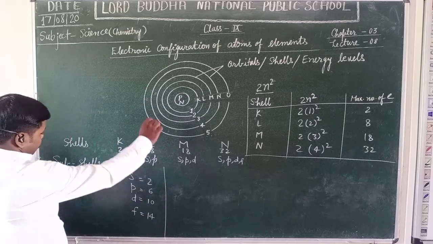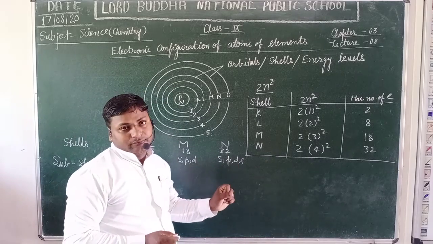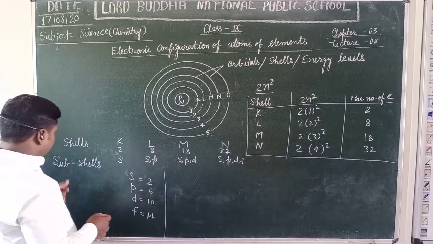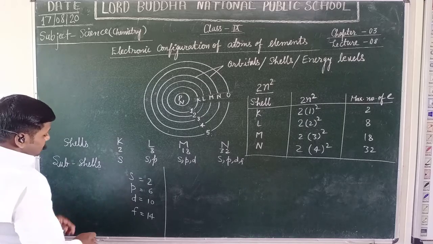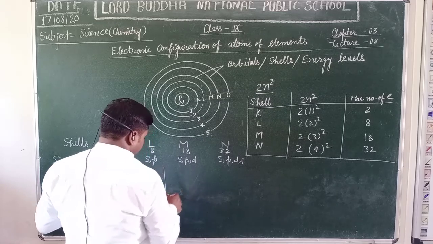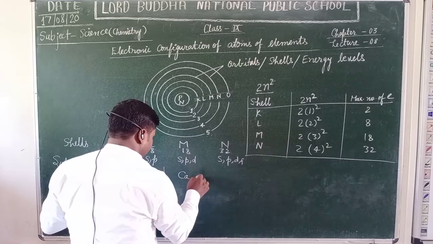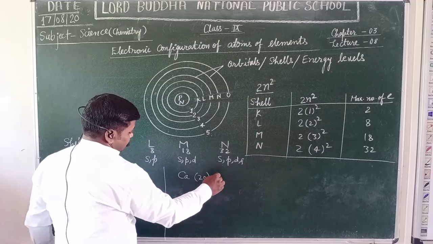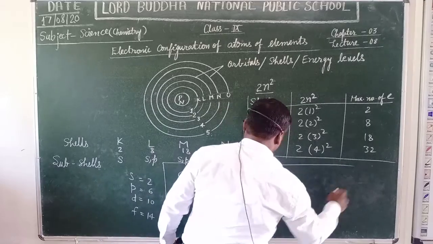Let us take an example to determine the structure of atoms of an element, and I will also describe the electronic configuration with the help of subshells, that is also called the spdf system. Here I take an atom of the element calcium. What is the atomic number of calcium? It is 20. It means the total number of electrons in calcium is 20.